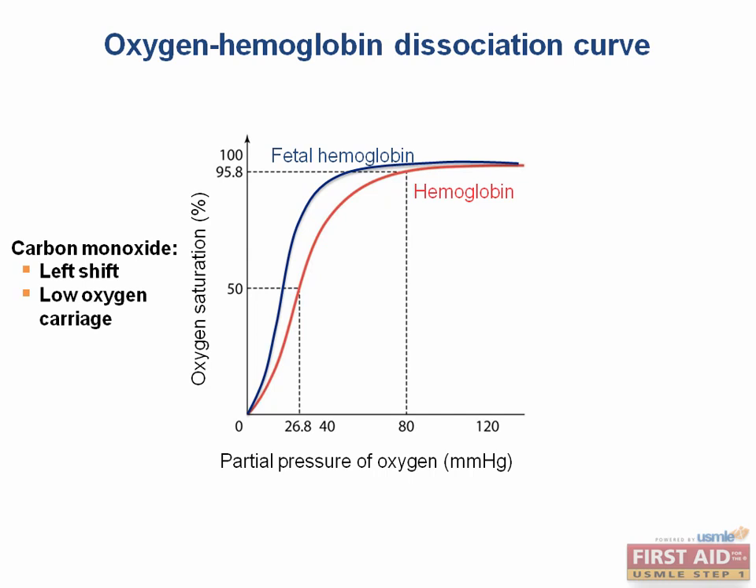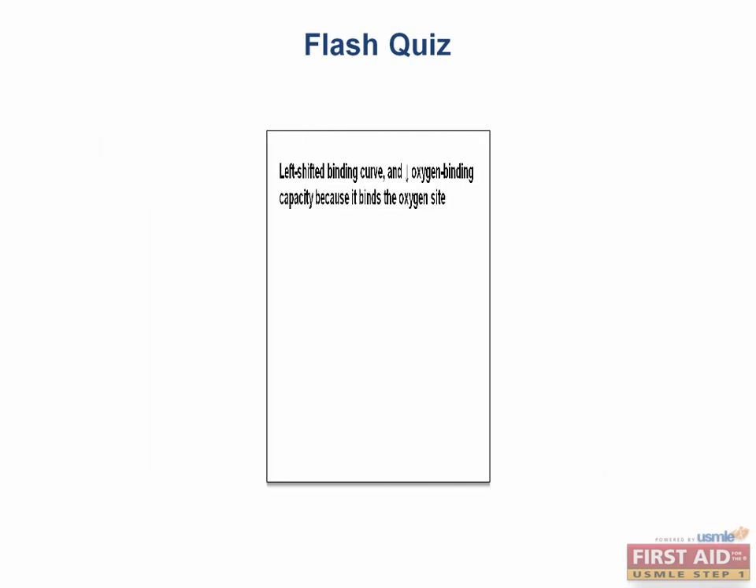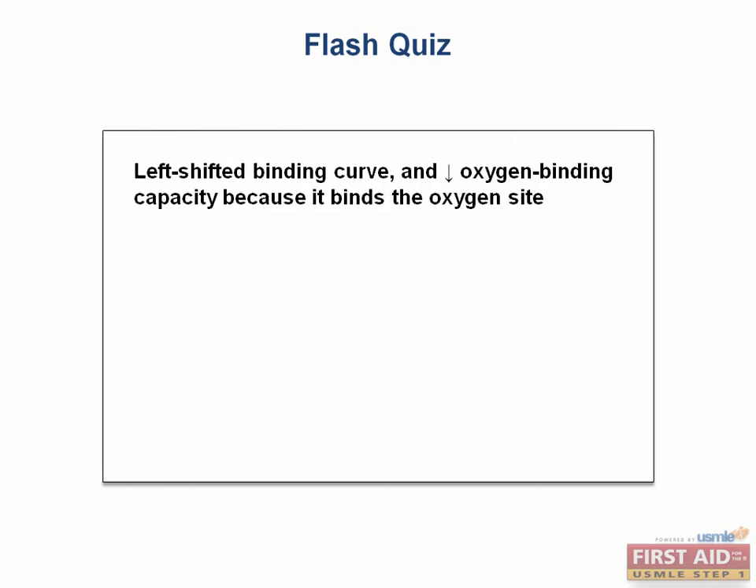Finally, as we just discussed, carbon monoxide shifts the hemoglobin to the left and ultimately limits its carrying capacity because it physically binds to the oxygen site with a much higher affinity. Flash quiz. What is the effect of carbon monoxide on hemoglobin? Left-shifted binding curve and a decreased oxygen binding capacity because it binds the oxygen sites on hemoglobin.